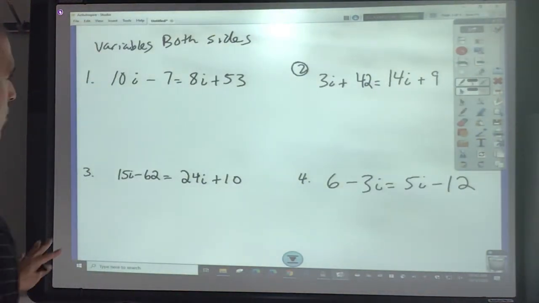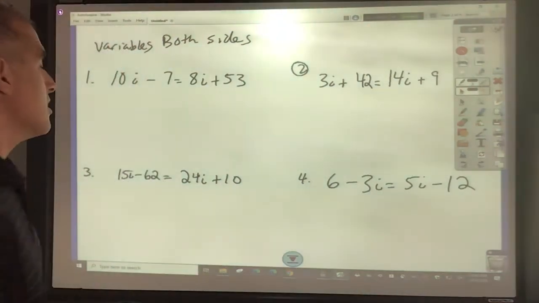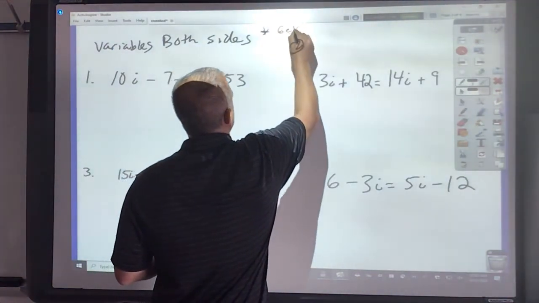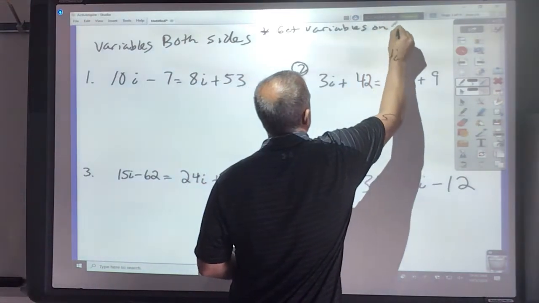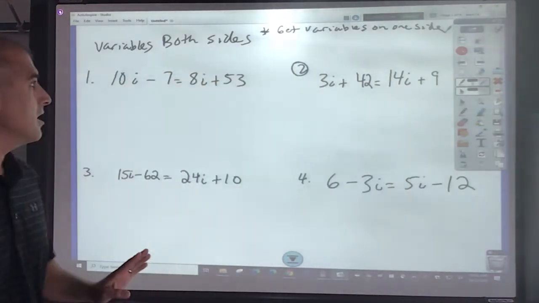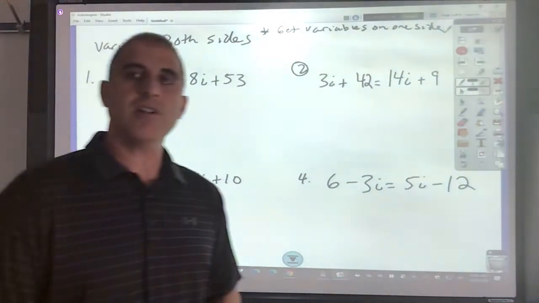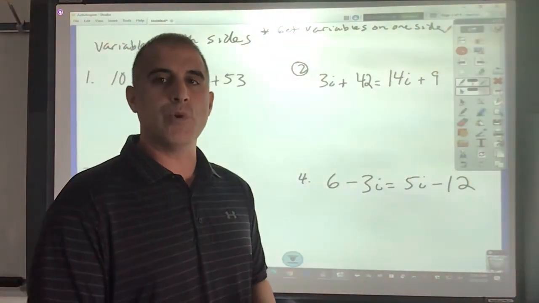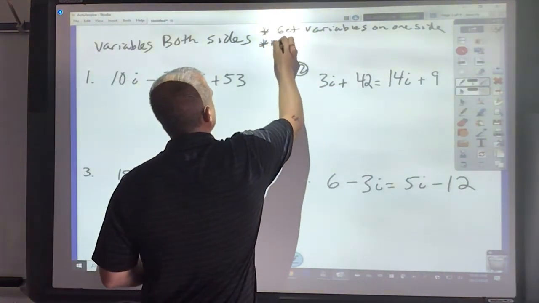Now, if you remember back to the original directions, the first step was always to get the variables on one side. Okay, that was always the first step. So when you have variables on both sides, it does not matter which variable you move first.